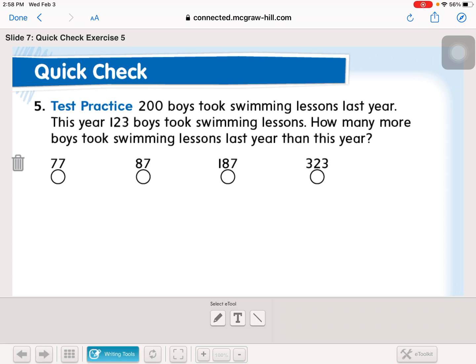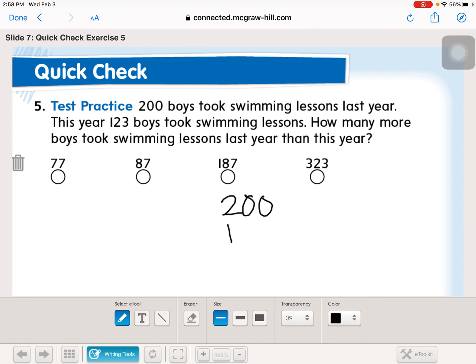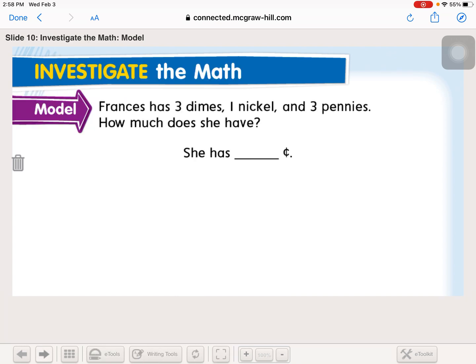200 boys took swimming lessons last year. This year, 123 boys took swimming lessons. How many more boys took swimming lessons last year than this year? So once again, we have to go all the way to our hundreds because we have more on the floor. We're going to cross that out, take 100, break it into 10 tens, take a 10, 9 left, break it into 10 ones. 10 minus 3 is 7, 9 minus 2 is 7, so 77 more boys took swim lessons last year.